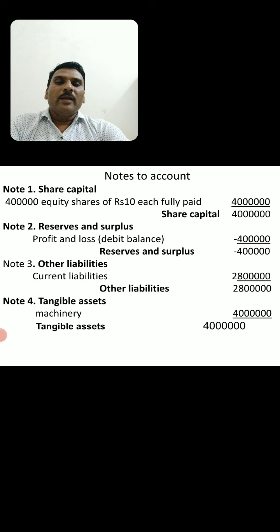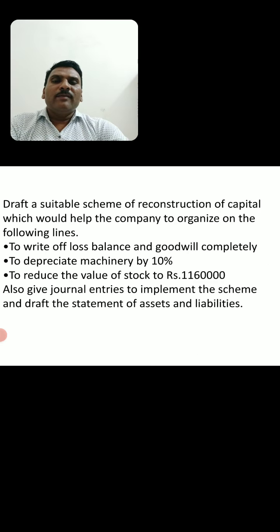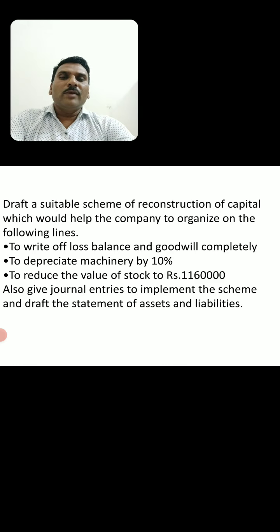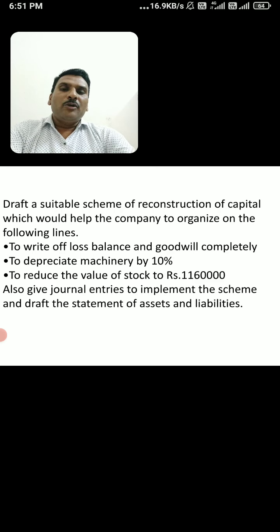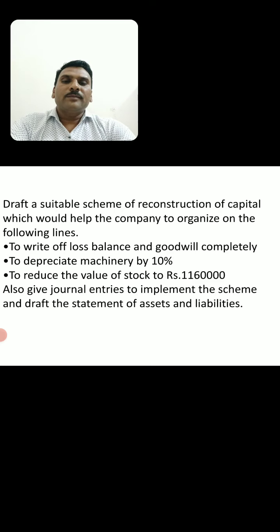So like this, the total liabilities are 64 lakh and the assets are 64 lakh. Now we have to see the other information given under the statement of assets and liabilities. Here the other information is: draft a suitable scheme of reconstruction of capital which would help the company to reorganize on the following lines: write off the loss balance and goodwill completely.